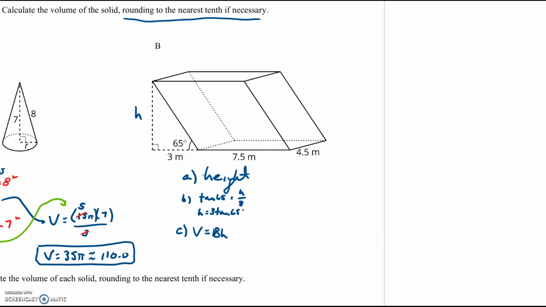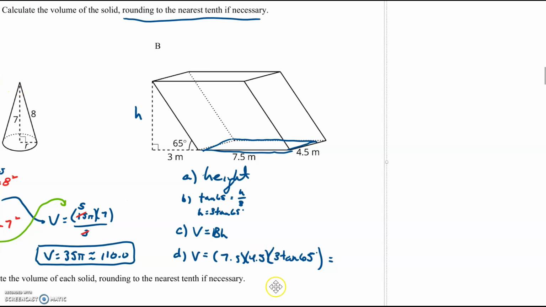And then for part D, we can find our volume by just plugging in. The area of my base is this rectangle on the bottom, which is 7.5 times 4.5. And then my height is this 3 tangent 65. So I'll just plug that in. 3 tangent 65. Now I can calculate my volume with my calculator.